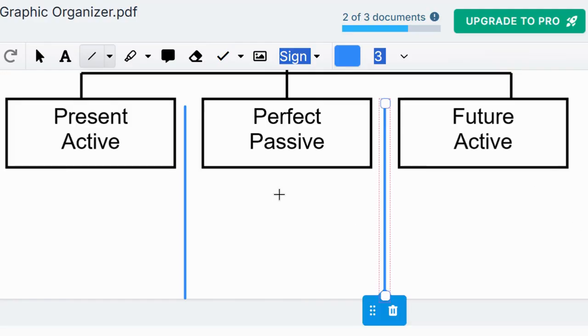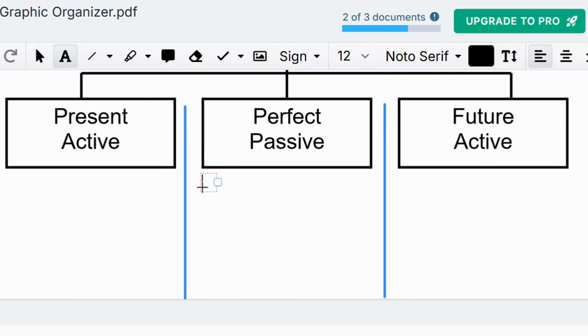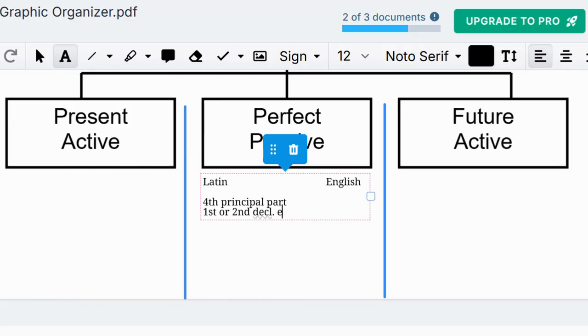And then we're going to work on the perfect passive today. So you are going to put Latin, and then you're also going to put English. Under Latin, you're going to write fourth principal part, and it takes first or second declension endings. Okay? The English is going to be translated like this.